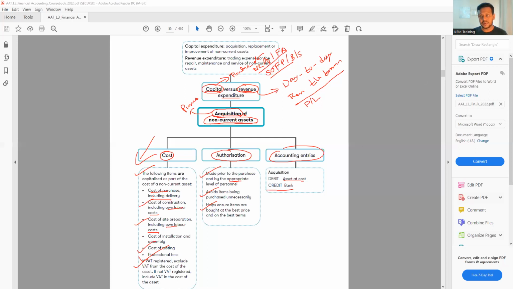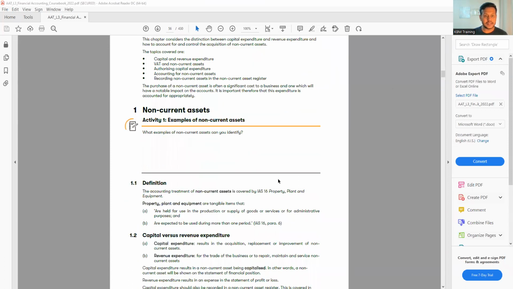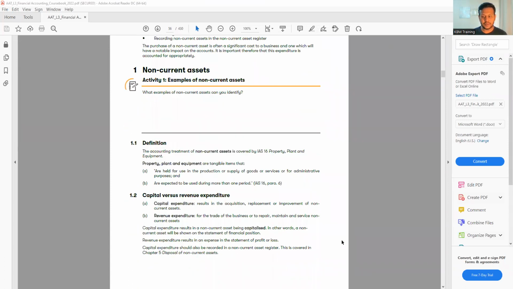All right, so let's move on. Let's have a look at what else we have. Now we have the introduction. The first activity they ask is: can you give us some examples of non-current assets? Now, as I said before, a non-current asset is an asset that can be used in the business for more than 1 year, and the business buys this asset with the intention to use it in the business but not to sell.